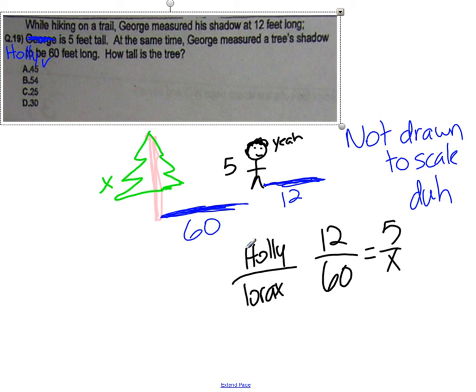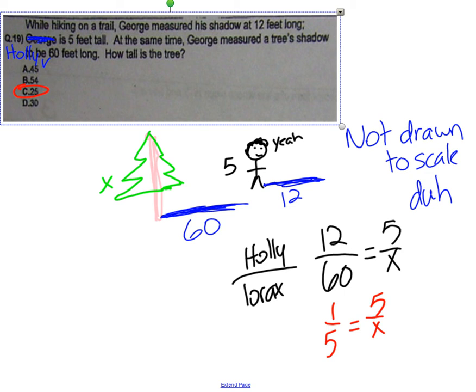So now there's any number of ways we can do this. You could simplify this and get 1/5. And then we can see that the height of the tree is 25 feet.